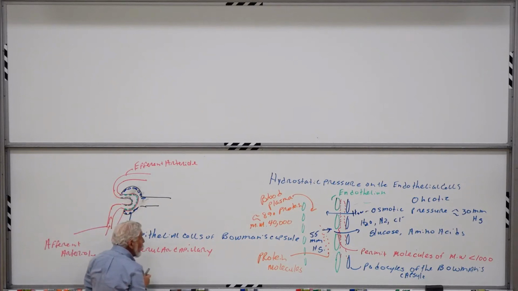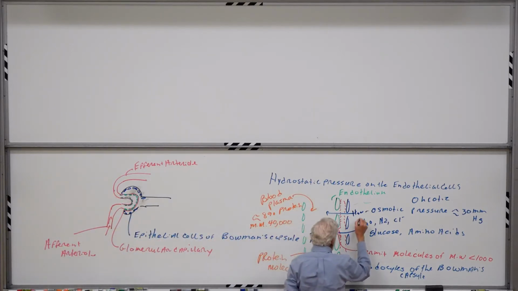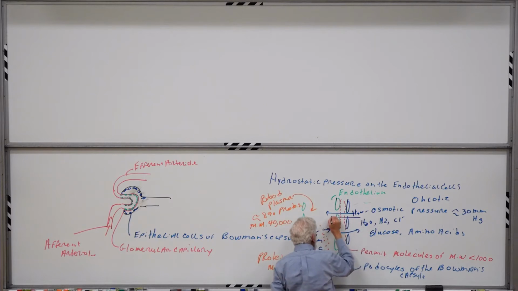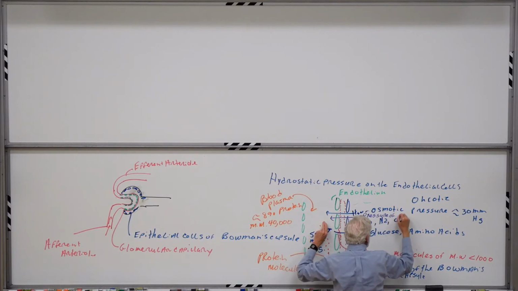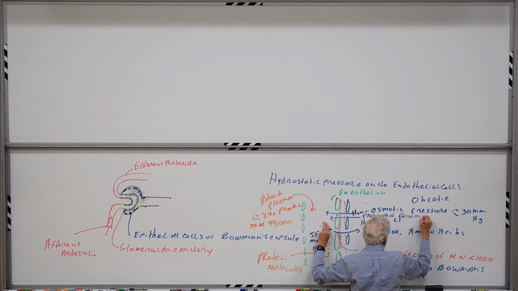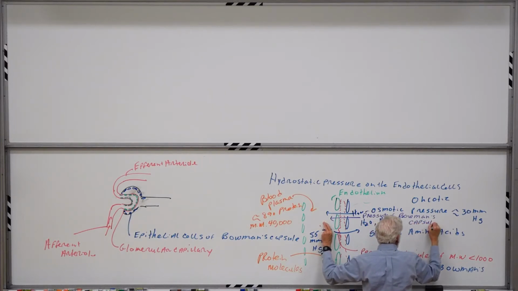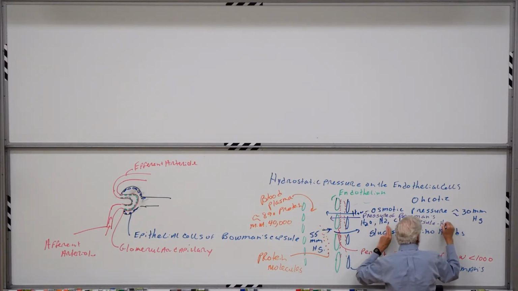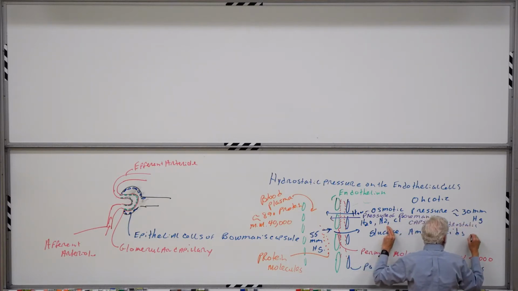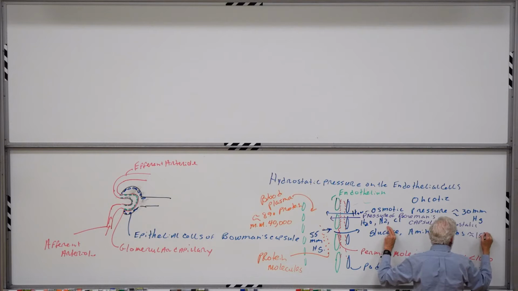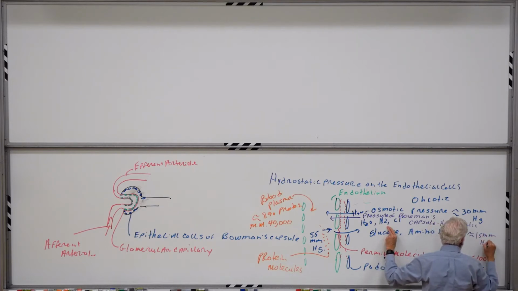So we'll now have a new pressure, and I'll put this one in purple. This is a pressure back in this direction, which is the pressure of Bowman's capsule. This is actually a hydrostatic pressure. And we can measure it as being about 15 millimeters of mercury.